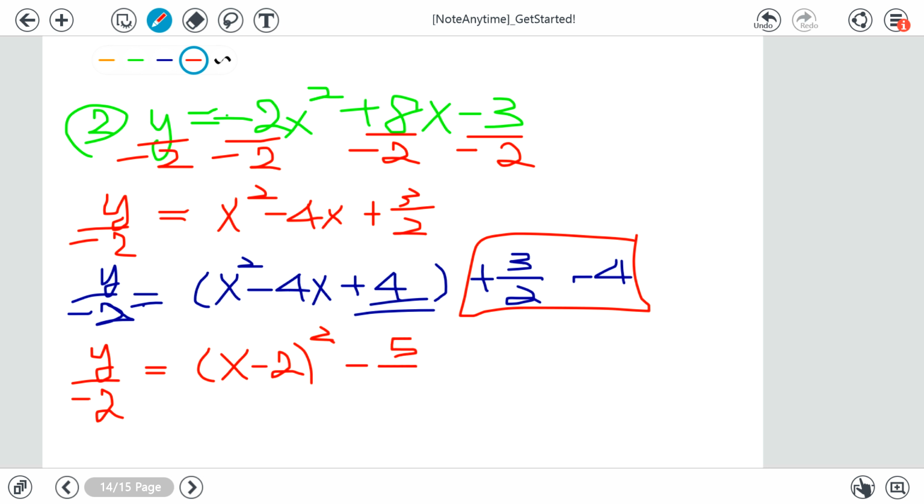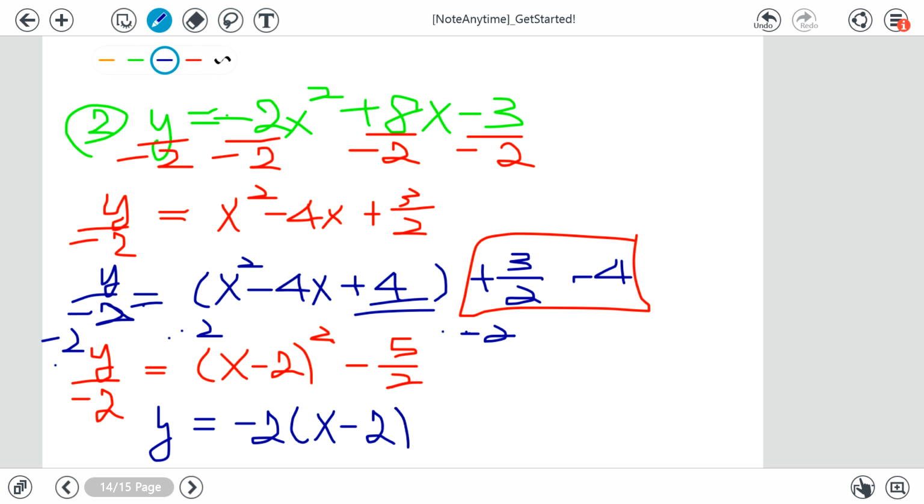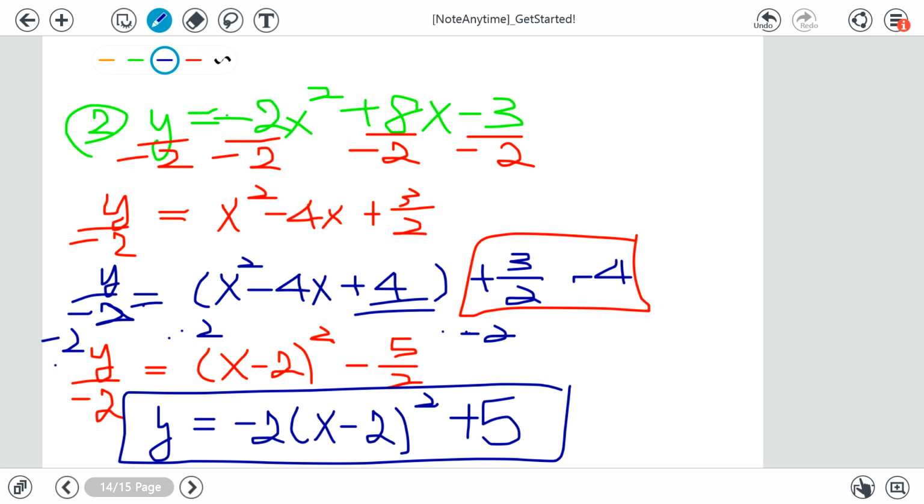Negative 5 over 2. Now we're almost done here, but our goal was not to have y over negative 2. We need to have y by itself, so I'm going to multiply everything by negative 2. So I end up getting y is equal to negative 2 times (x minus 2) squared plus 5, which is what I had before either way. So either way is fine, whichever one is comfortable with you. I am okay with that. You just got to be able to understand that you're not looking for y over negative 2. You're looking for y by itself is equal to our vertex form.